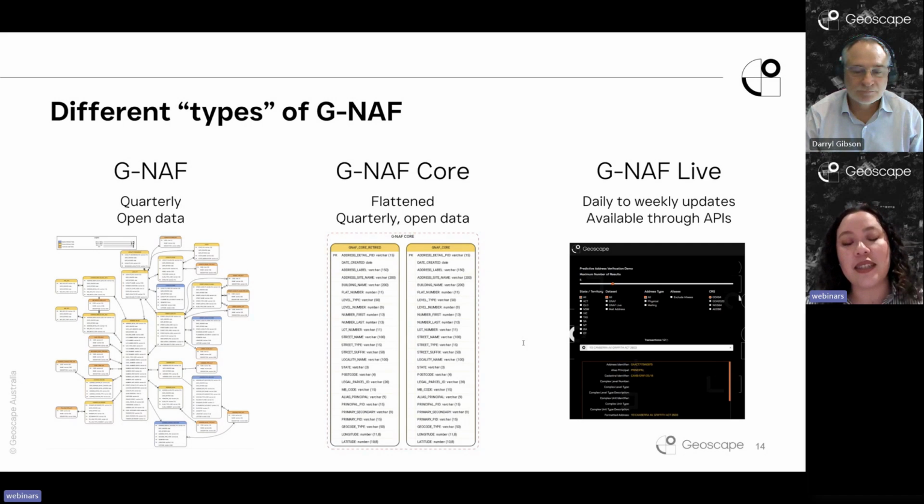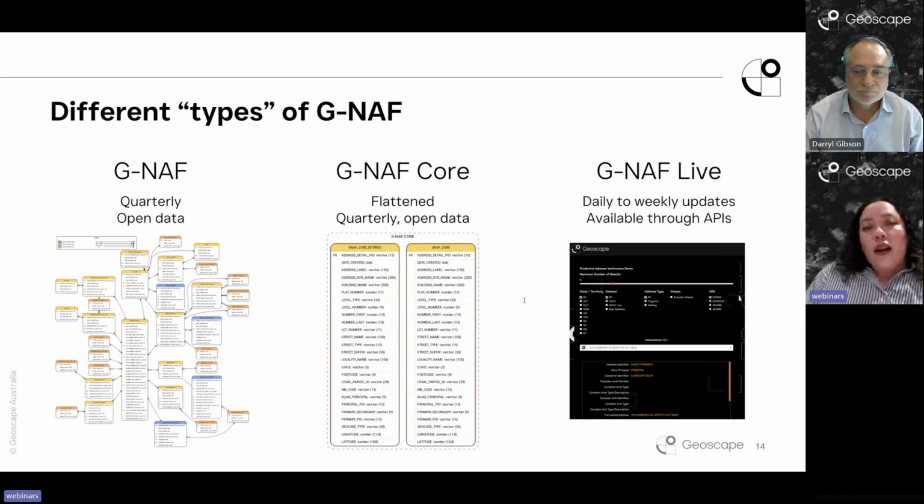But the main difference here is that instead of 30 plus different tables, which require a lot of joining and manipulation to use, G-NAF Core just has 2 tables. One is a list of active G-NAF addresses, and the second is your inactive G-NAF addresses. So essentially, this means that you don't need to wrangle and join the data to use G-NAF Core. It's very simple in terms of it's just these 2 tables.